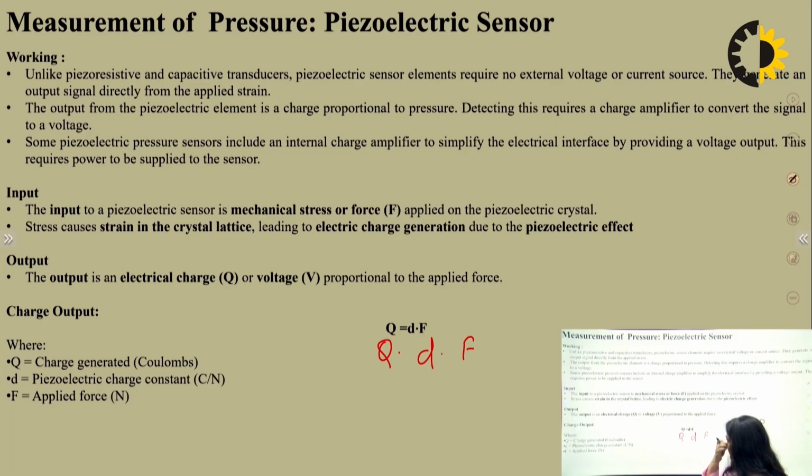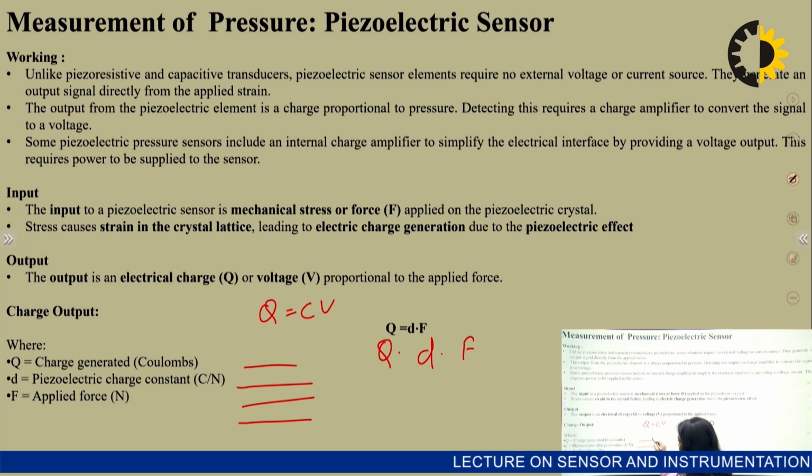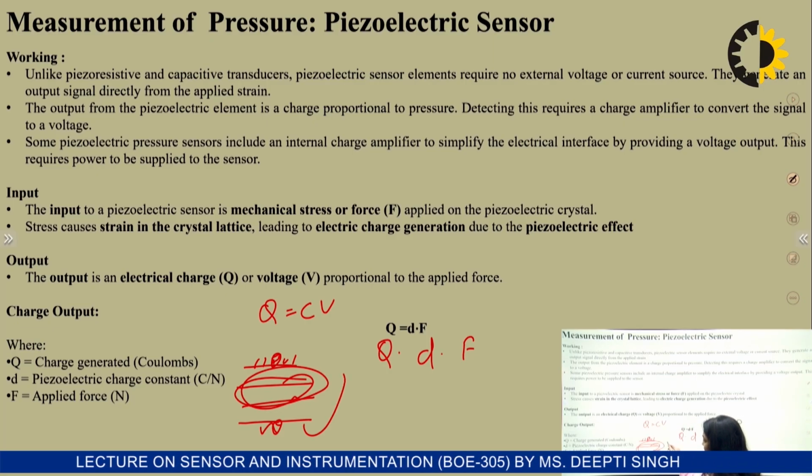Now, if you remember the capacitor relation, Q equals C V. Basically, it is like a capacitor where we have a charge in the upper layer and the lower layer, and in between there is a dielectric material. So it is something like a capacitor. It behaves like a capacitor.